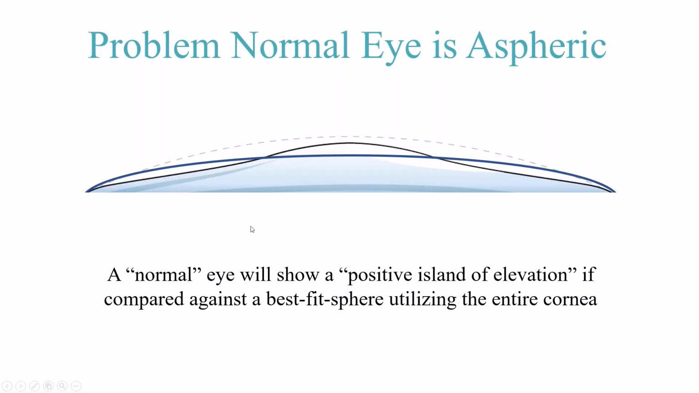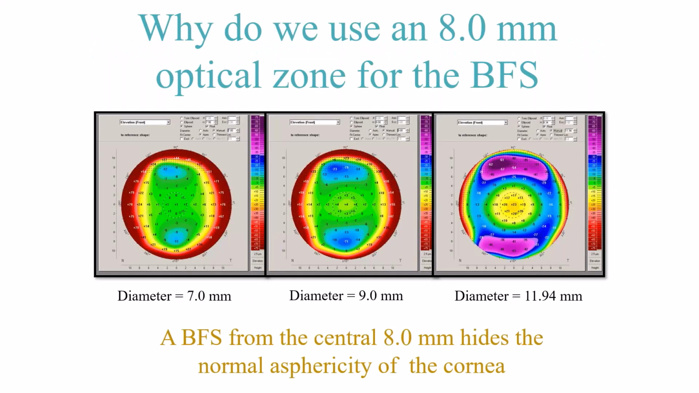So that's a problem, because if positive islands show on normal eyes, then there'll be a high false positive rate. So what do we do to allow us to separate true abnormal from normal? That was what happened when I showed you earlier, if we use the entire cornea. On the far right, the optical zone that we use to compute the best fit sphere is almost 12 millimeters. It's the entire cornea, and you'll see exactly what I just said. You see a positive island surrounded by a sea of blue.